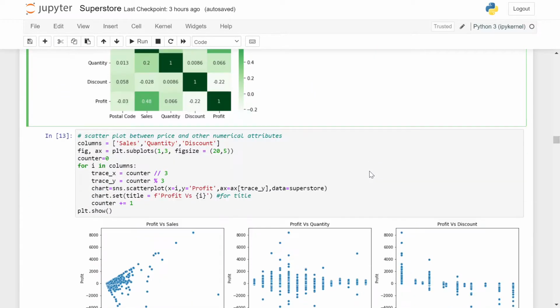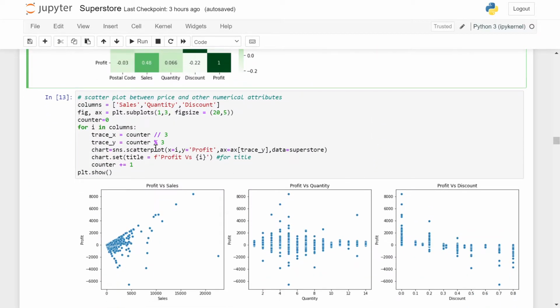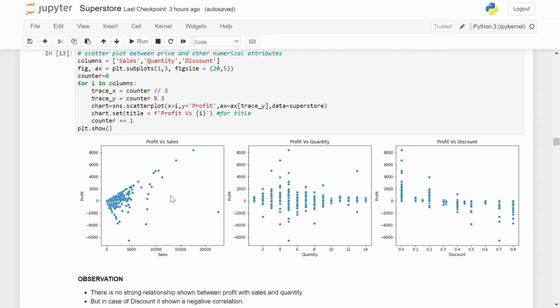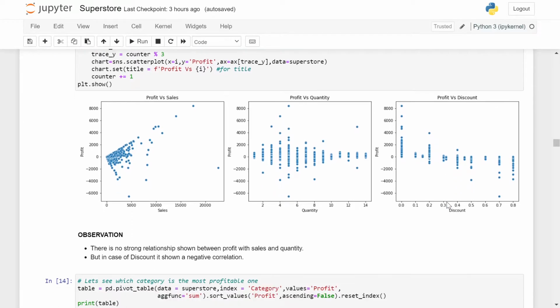Then I plot a scatter plot with these numerical attributes, sales, quantity, discount, versus profit. So these are the three plots: profit versus sales, profit versus quantity, and profit versus discount. In profit versus discount, we can see a pattern here. If the discount is greater than 30%, we can see the profit will decrease.